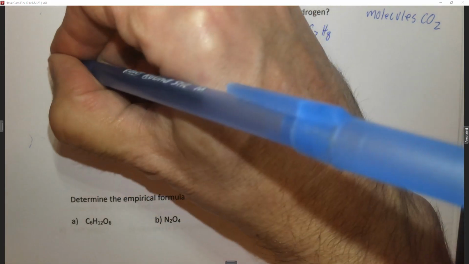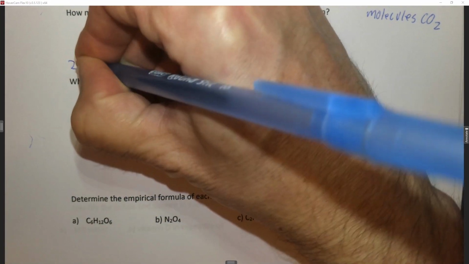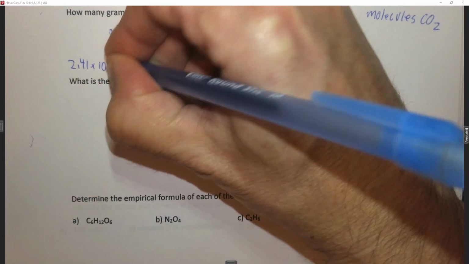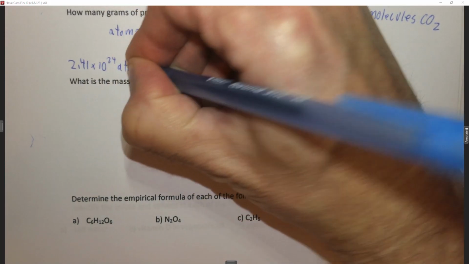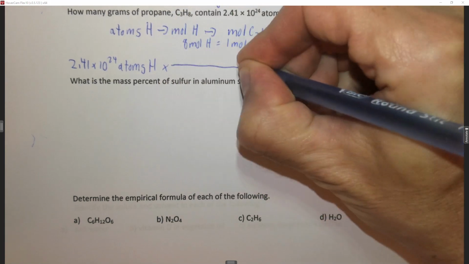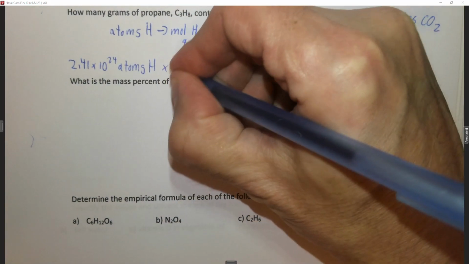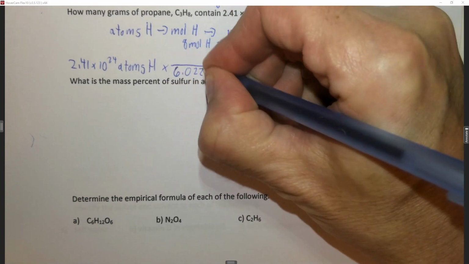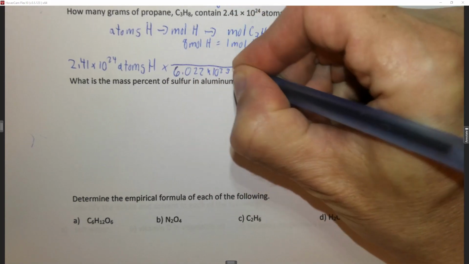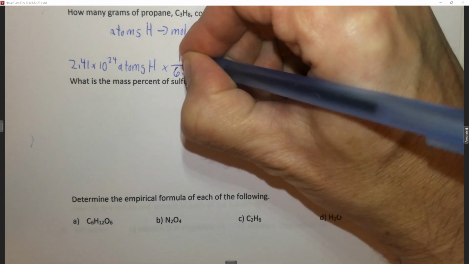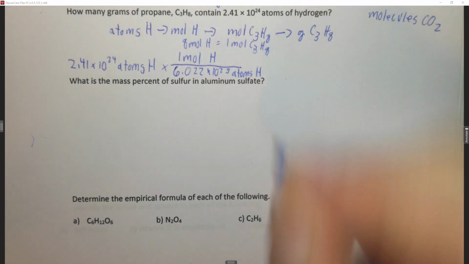So starting with 2.41 times 10 to the 24 atoms of H, we want to convert it to moles. And to do that, we're going to use Avogadro's number, which is 6.022 times 10 to the 23rd atoms of hydrogen on the bottom and 1 mole of hydrogen on the top.